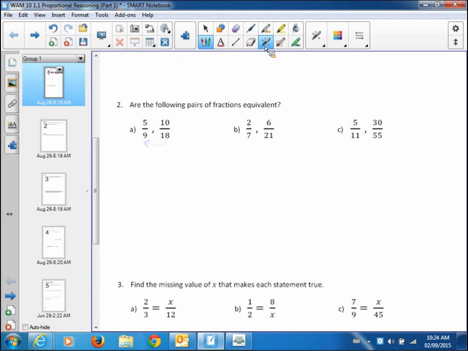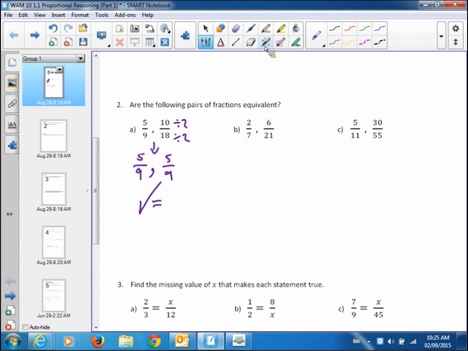Yeah, you can. What do you have to do to the big fraction? Divide by 2, right? So they are equivalent, and I'm going to show that. We have 5 out of 9 on this side, and if I divide this by 2 and this by 2, 10 out of 18 becomes 5 out of 9. They are equal. I'll put an equal sign, saying they're equal.